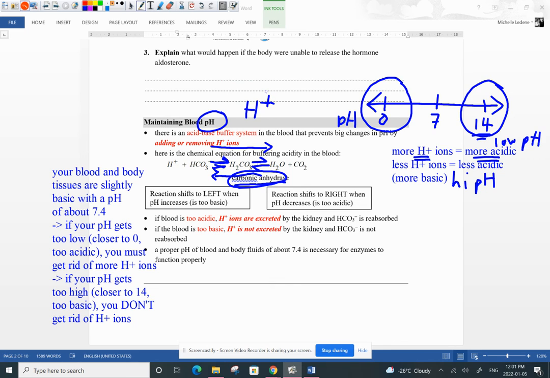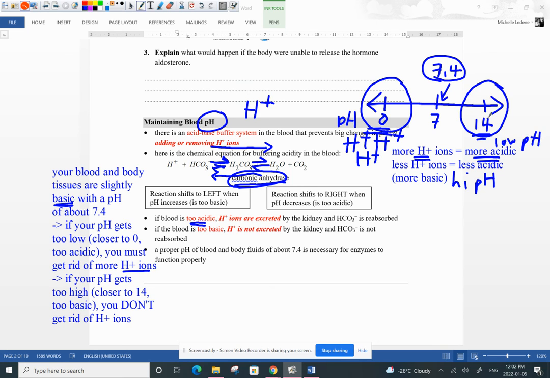So hydrogen ion balance is important for maintaining the pH of your blood and your body tissues. So your blood and body tissues are actually slightly basic. Your pH in your blood and body tissues is just a little bit north of neutral, just into the basic range, at pH 7.4. So if you get too acidic in your bloodstream or your tissues and your body cells, then your pH gets too low. And that means that you have too many hydrogen ions. And so with too many hydrogen ions, you have to get rid of them. And so you're going to adjust your body and get rid of more hydrogen ions in your urine.